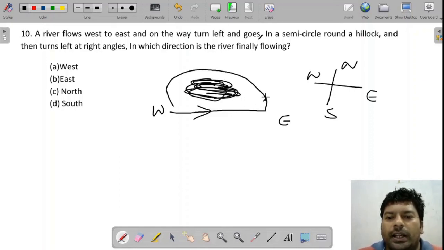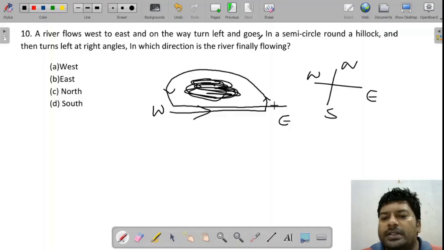So it is turning left and goes in a semicircle way, and then turns left at right angles. It comes here in a semicircle manner, then it turns left at right angles. So in which direction is the river finally flowing? So it is flowing in the east direction. So option number B is the right answer for this question.